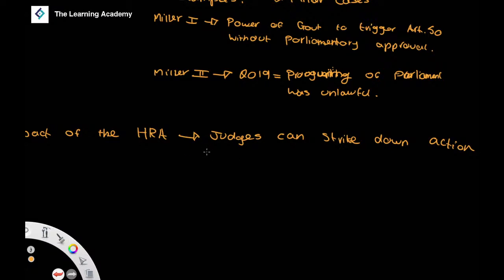Strike down actions which are incompatible. I was just reading chat at the same time, and my mind, I can't do two things at once. So, which are incompatible.